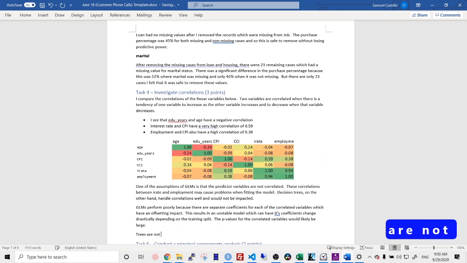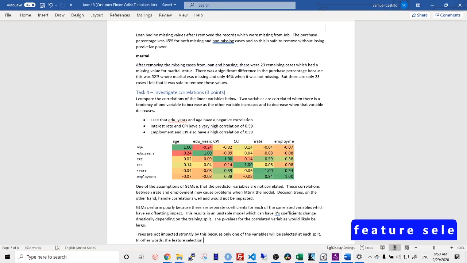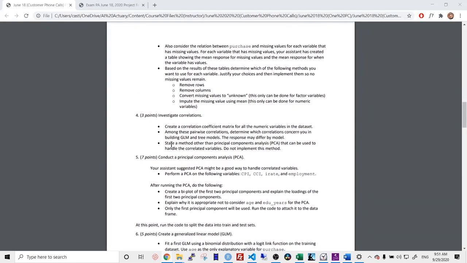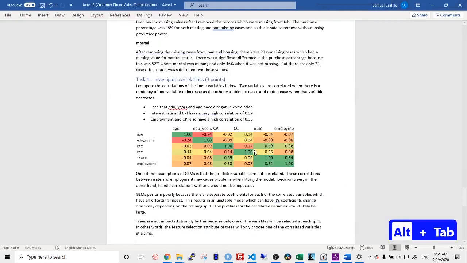Trees are not impacted strongly by this because only one of the variables will be selected at each split. In other words, the feature selection attribute of trees will only choose one of the correlated variables at a time. And then the final part: state a method other than principal component analysis that can be used to handle the correlated variables. Do not implement this method.